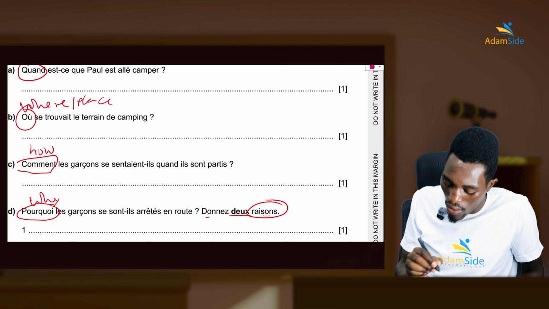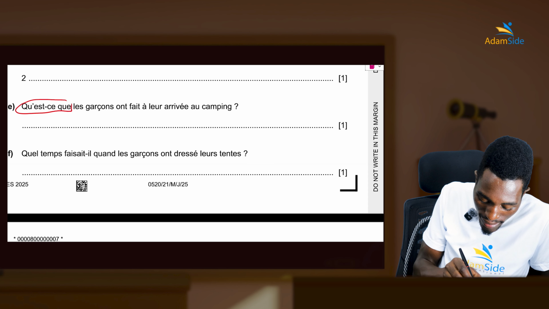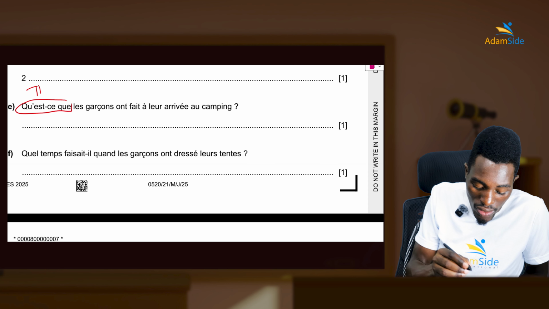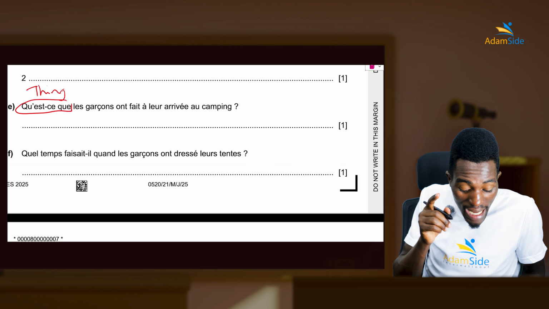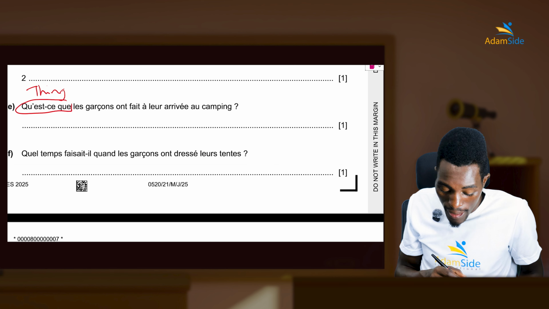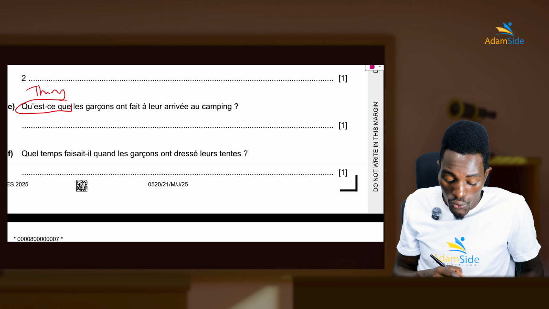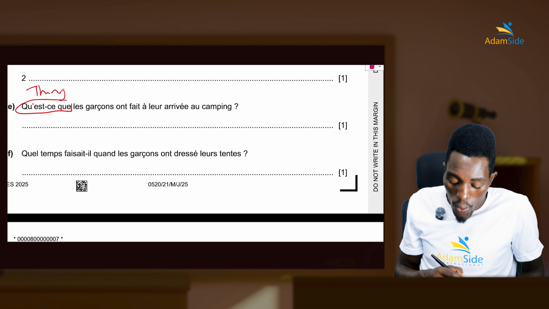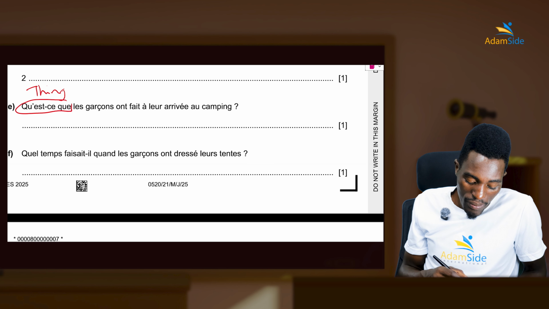Give 2 reasons. Another one is qu'est-ce que. So this question, qu'est-ce que, what is? So we need a thing. Make sure that the answer you will put here is a thing. Qu'est-ce que les garçons ont fait à leur arrivée en camping? What the boys did when they were arriving to the camp. So we expect a thing that the boys did when they were arriving to the camp.